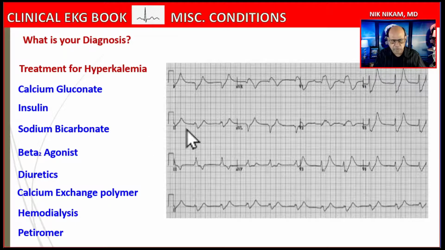And if it's a renal patient who is already on dialysis, the best thing would be to do an emergency dialysis and bring the serum level down.